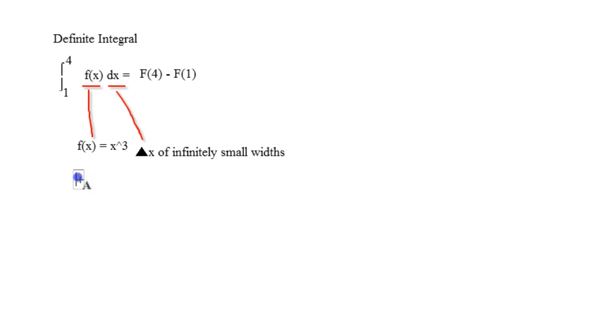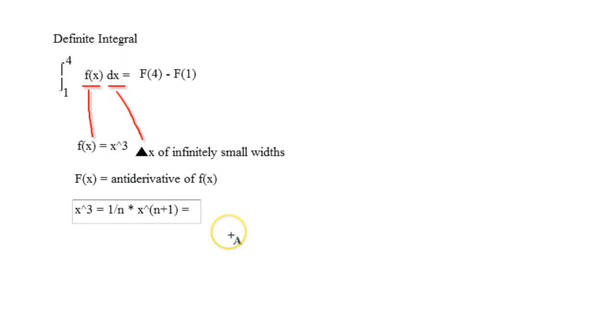So you have to remember that capital F of x is going to equal the antiderivative of f of x. Okay? Alright, and if you look at your antiderivative rules, if our original function is x to the third, then it's going to be 1 over n times x to the parentheses n plus 1 power. Okay, so in this case it'll be 1 over, well, it's going to be n plus 1.